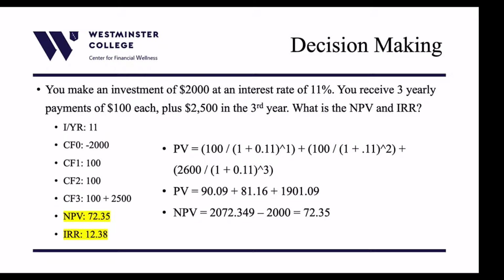Again, you can see this done out on paper. It's cash flow 1 divided by 1 plus the interest rate raised to the power of t, or time, plus the next cash flow, same deal, plus the third cash flow, which is the 2,500 plus the $100. When you add all that up, you get $2,072.35. Subtract that by our $2,000 initially invested, and we get 72.35, the same as what we calculated.